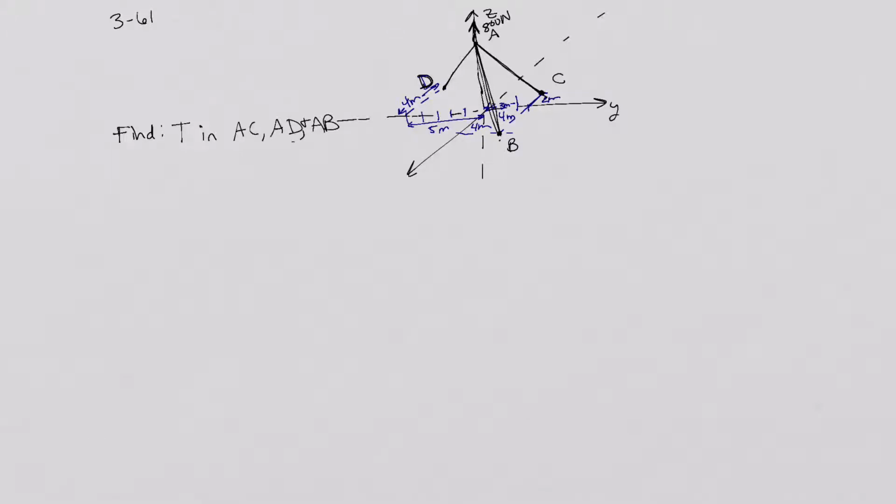All right, this is problem 361 out of the textbook. Basically, you need to find the tension in each cable for equilibrium. So cables AC, AB, and AD, and then we have the 800 Newton force acting up.